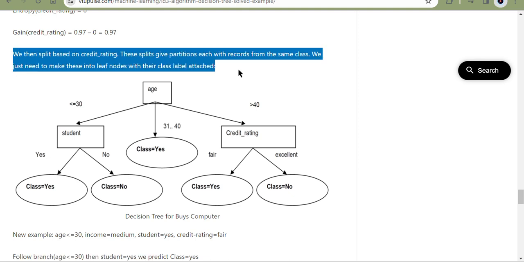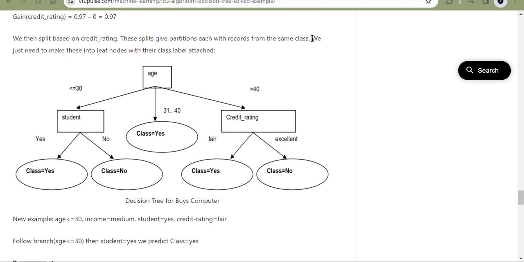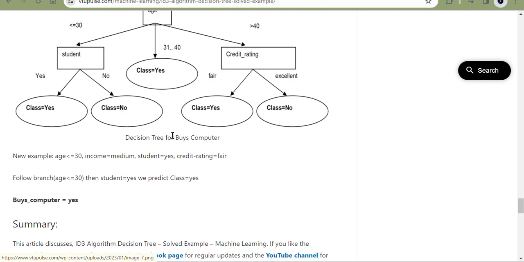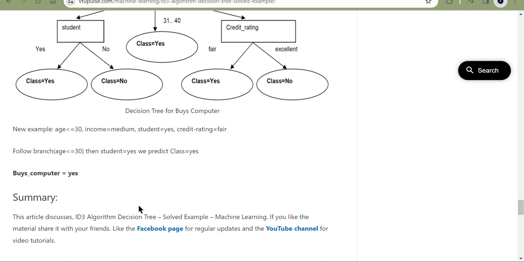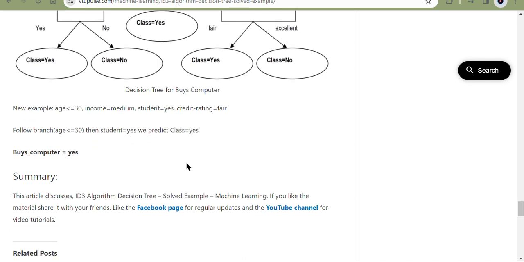Now we split based on credit ratings. This splits the given partitions, each with records from the same class. So age, student, class no, and here we have the decision tree. Now for example, age is less than 30, income medium, student yes, credit rating fair. Follow the branches: age less than or equal to 30, then student yes, we predict class equals yes, buys computer equals yes.